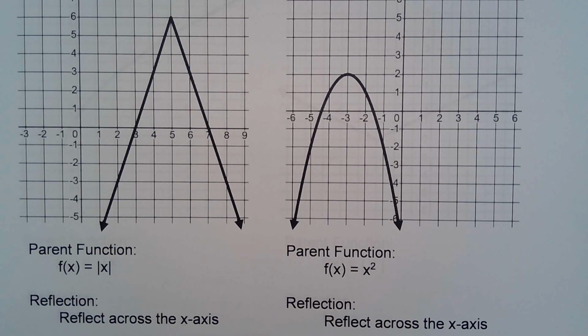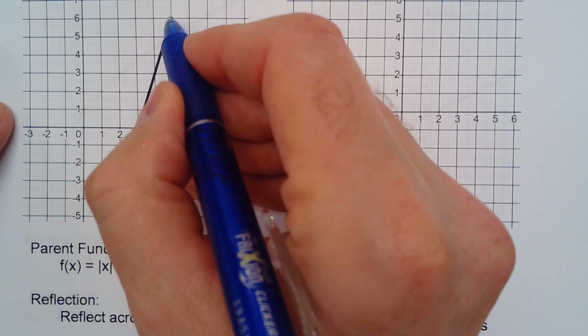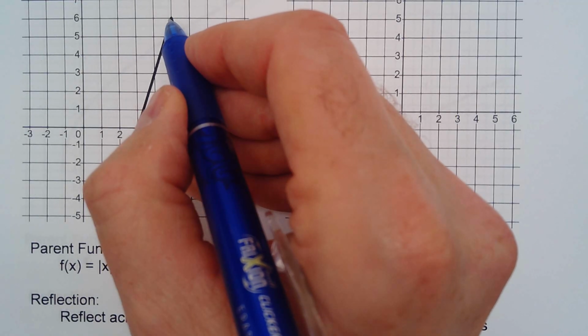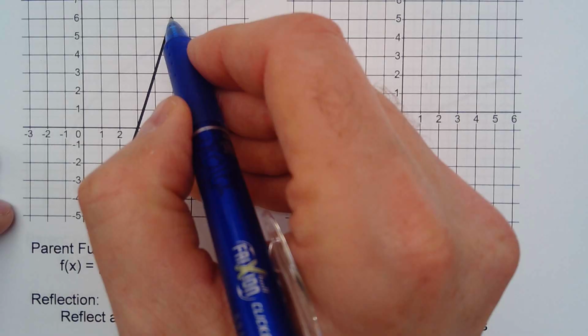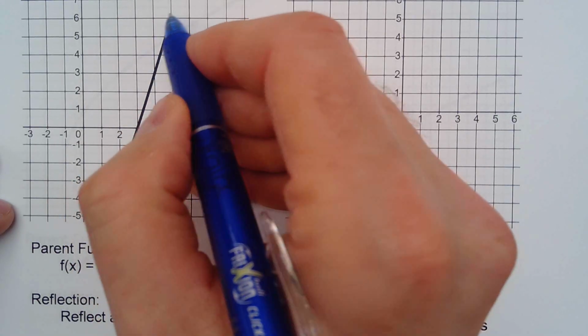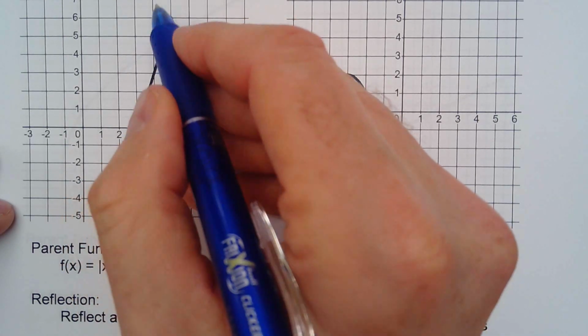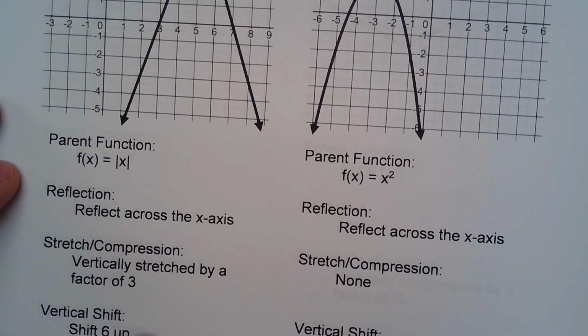Next, we want to look to see if we've got a stretch or compression. So if I look at A here, my absolute value, from the bottom point, or the peak I guess in this case, if I go over 1, I'm supposed to just go down 1 on my parent function, but notice this goes down 3. So this has been stretched by a factor of 3. So we identify that.